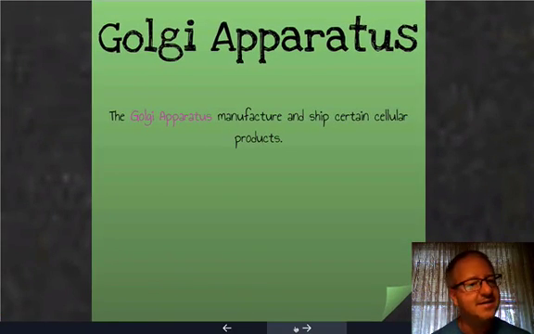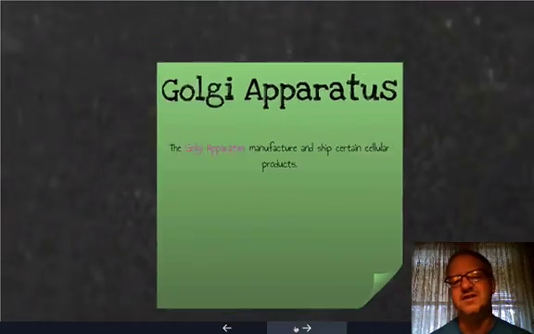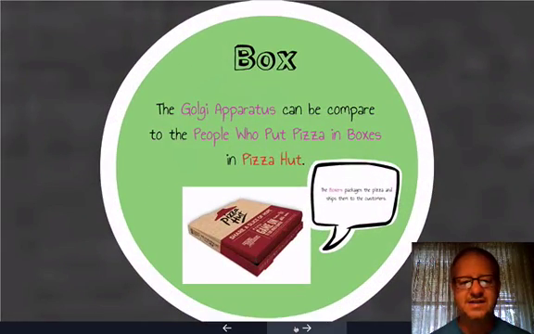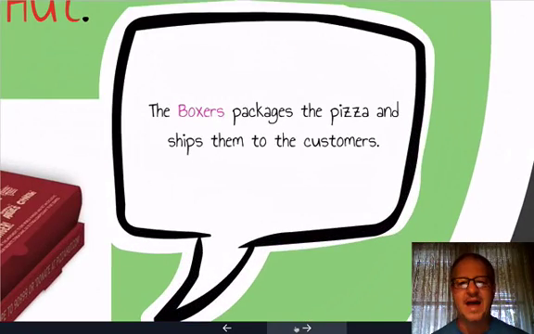And here again, you know it's my favorite, the Golgi apparati. This little bugger does the manufacturing and shipping of certain cellular products, mostly proteins. This is kind of like the Pizza Hut pizza box and the people who put the pizza in those boxes. The boxes are packages and the pizza goes into them and then they get shipped out to the customers by the delivery guy.